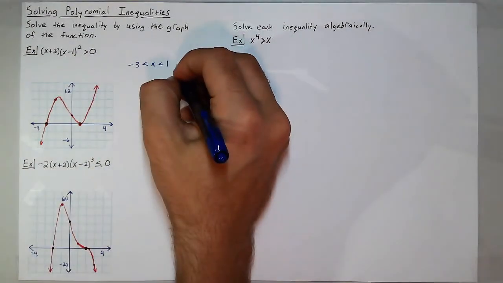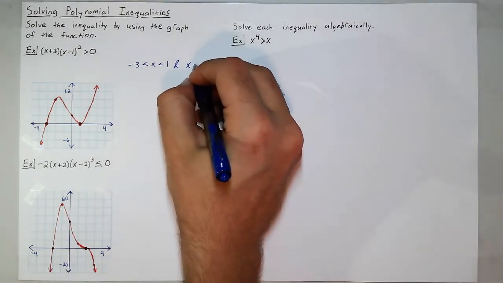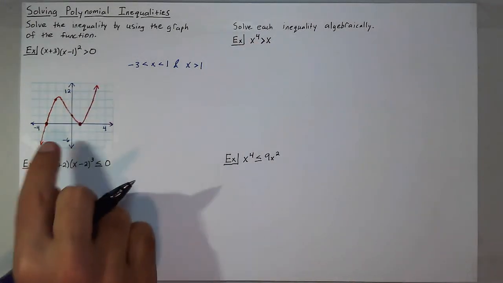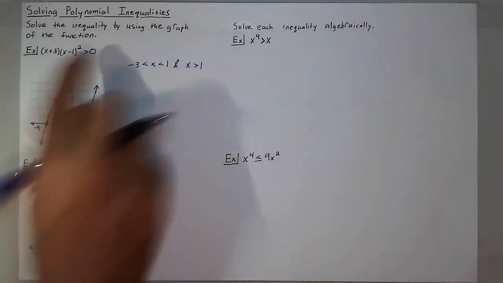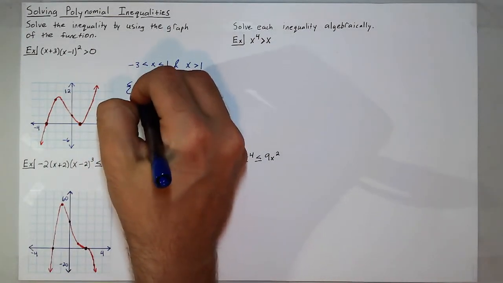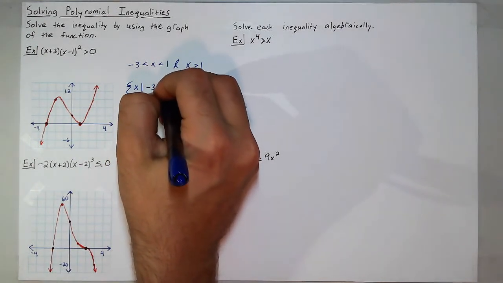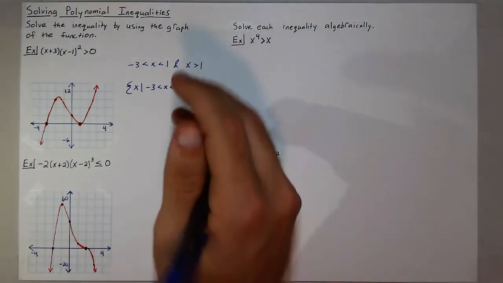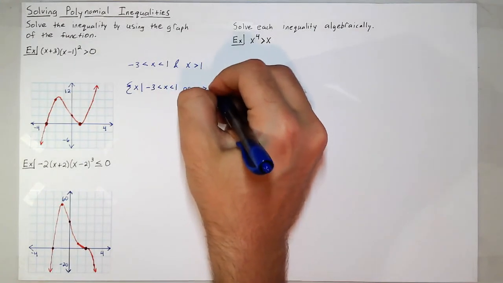The other interval I can see that is greater than 0 is whenever x is greater than 1. For all x values bigger than 1, it goes up forever. This section over here is below the x-axis, less than 0, so I do not include it. So for my answer, I'm going to put the set of all real numbers x such that x is between negative 3 and 1, or x is greater than 1.